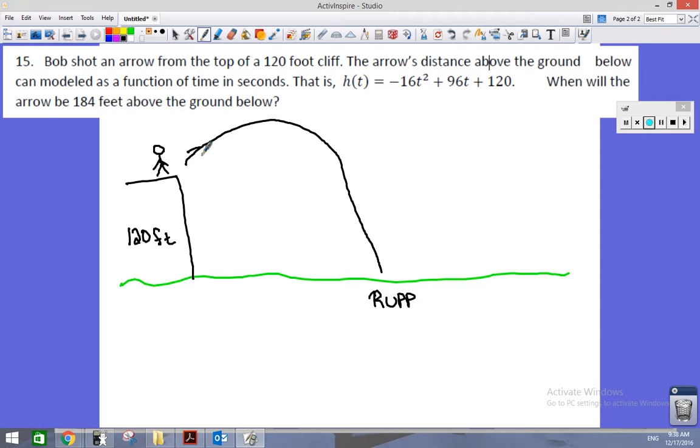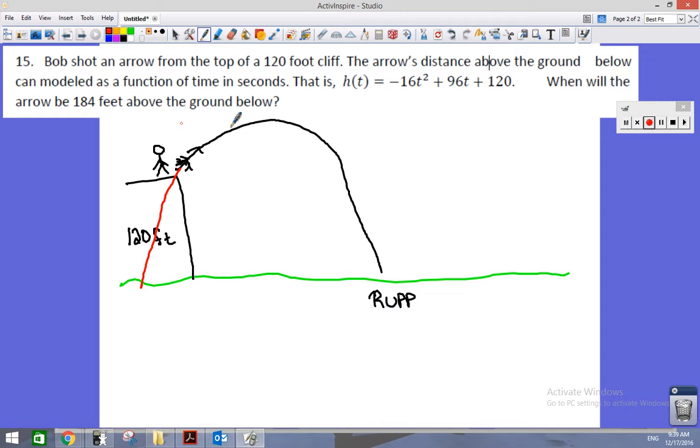Alright, so the path of an arrow, that's a terrible looking arrow, follows a parabolic path, and it's nicely modeled after a quadratic function with the leading coefficient negative. The parabola opens downward, so you can kind of see the shape of the parabola here.